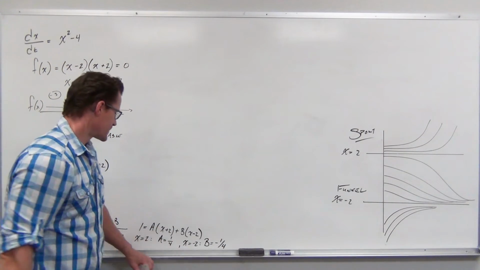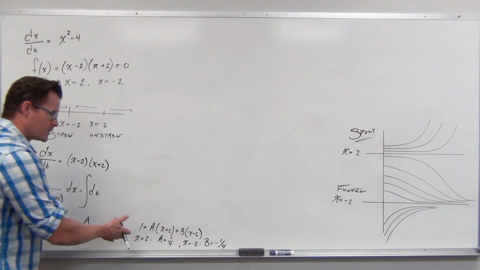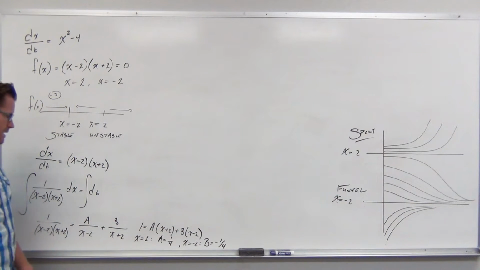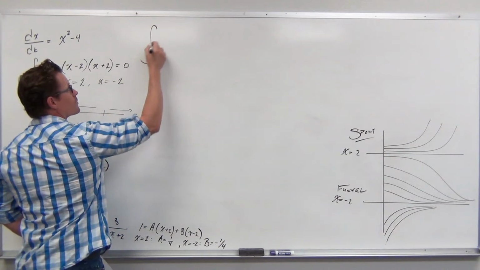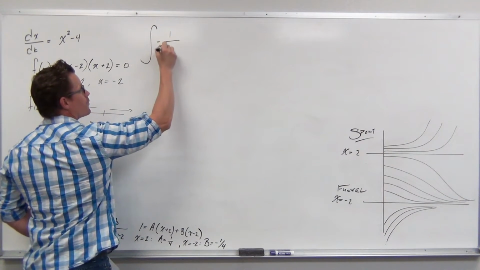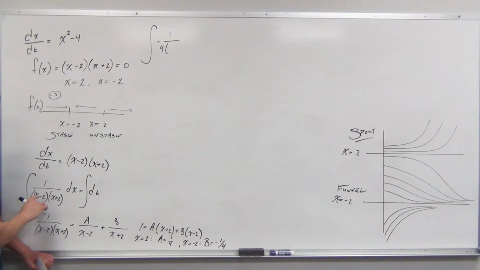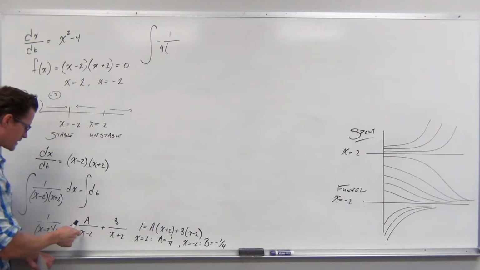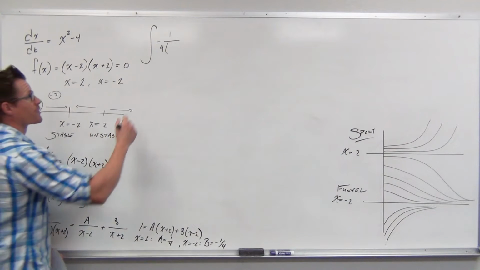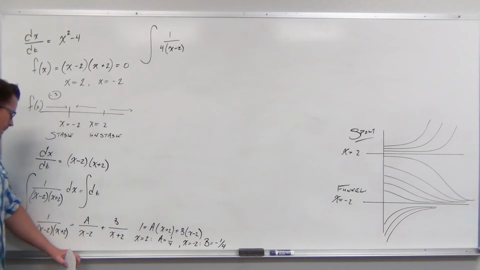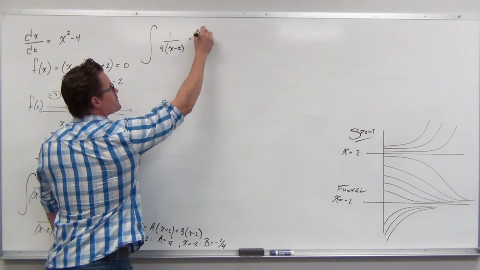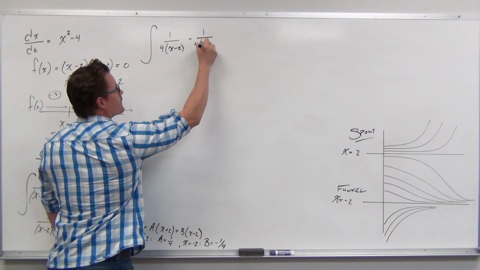Hard work. So now that we're able to say that our a is 1/4 and our b is negative 1/4, we can alter our integral. So we've got this integral of negative 1/4. Let's see, a was with the x minus 2. So a is 1/4, that would be a positive, and then x minus 2, minus 1/4 x plus 2.